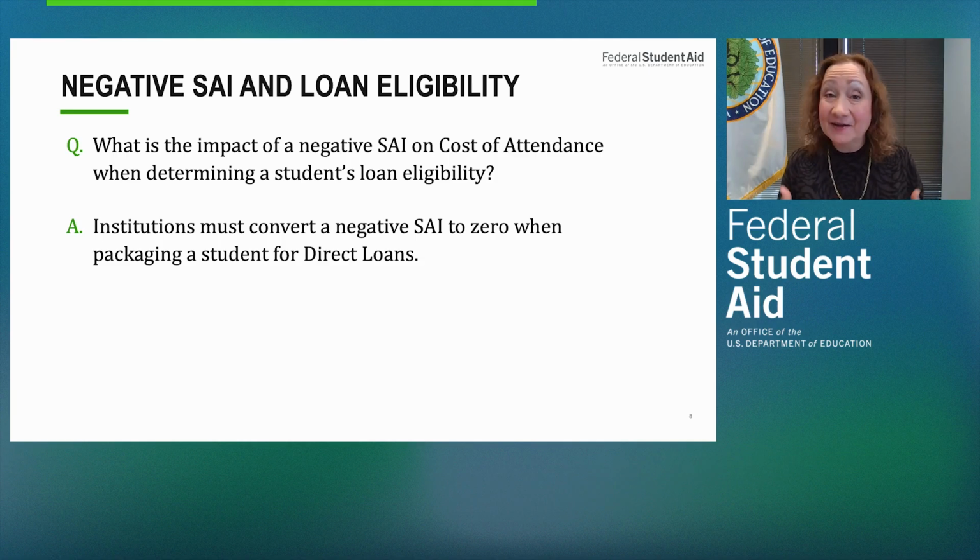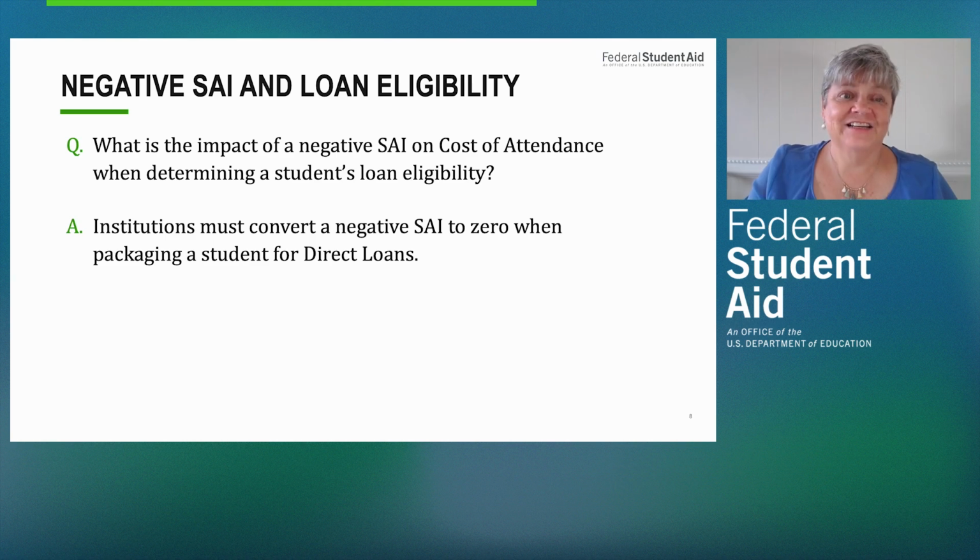Let's use an example. Let's say we have a $50,000 cost of attendance and then we subtract a negative 1,500 student aid index, SAI. And when we do the math, that would equal 51,500. So it looks like the student has 1,500 more in eligibility, but you cannot increase the amount of aid that a student can receive, whether it's need-based or non-need-based, just because the student has a negative SAI. And that's why we have to change the negative SAI to 0.